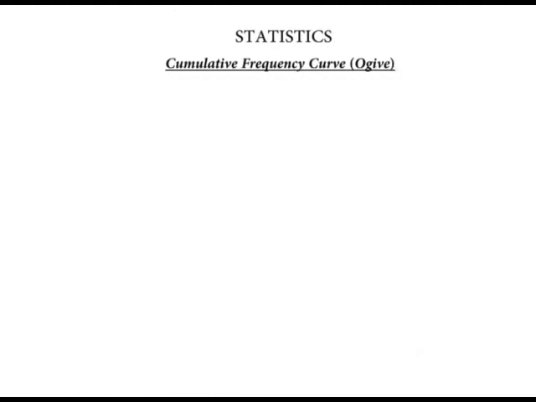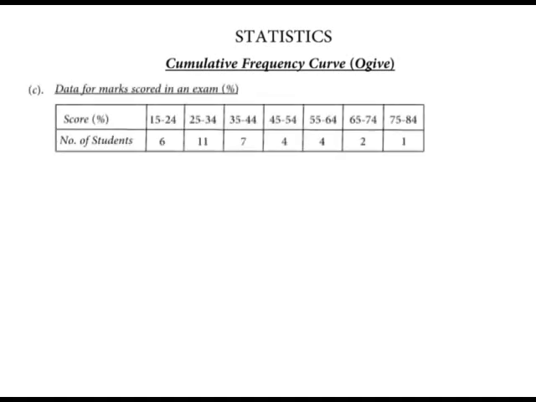Lastly, we look at the cumulative frequency curve. Now, a cumulative frequency curve, also called an ogive, is the graph obtained when the cumulative frequencies are plotted against the upper class boundaries for a given set of group data. For example, in our case, if we take the upper class boundaries and their corresponding cumulative frequencies, we will obtain this kind of data.